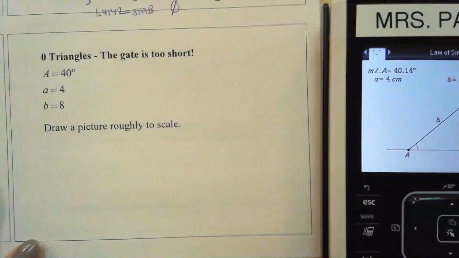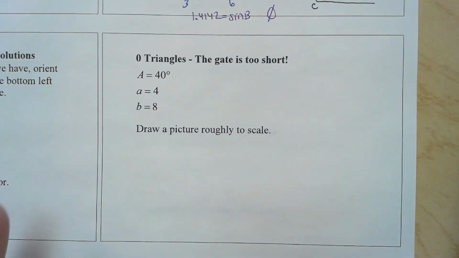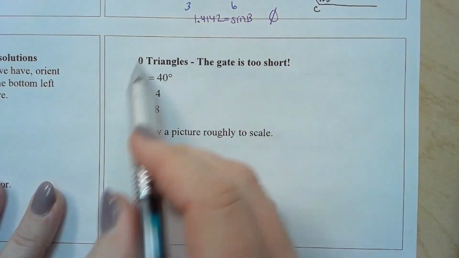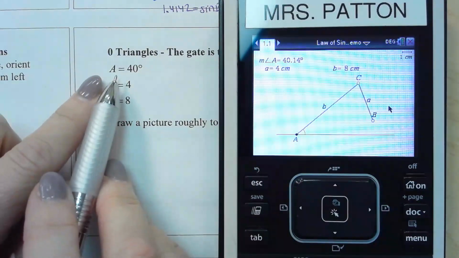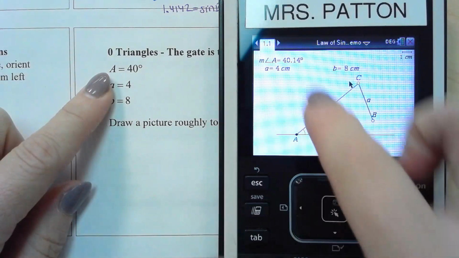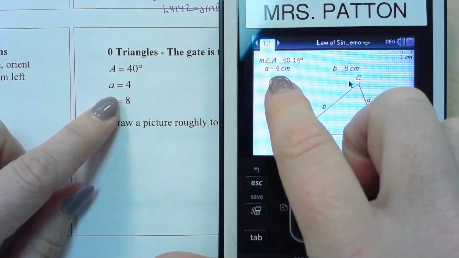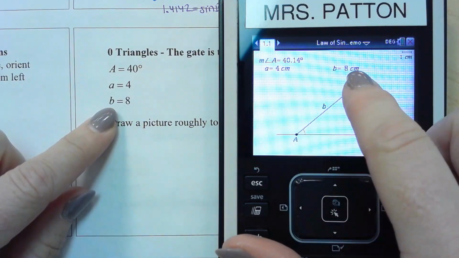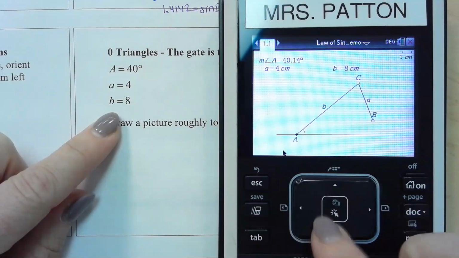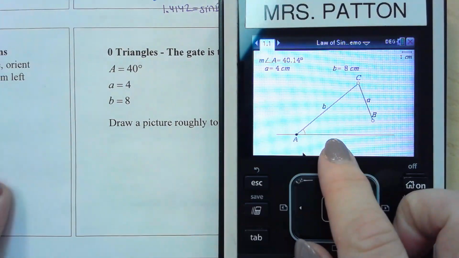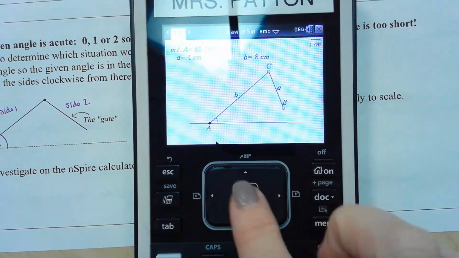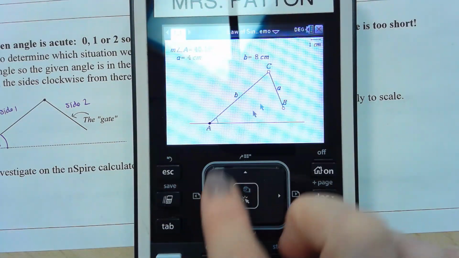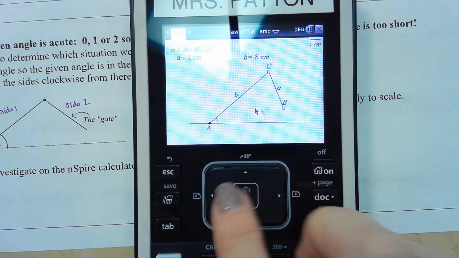So case number 1. When I write the gate is too short, it's going to create 0 triangles for us. So I'm going to pull this calculator over and I'm going to take these numbers here. So I want angle A to be 40, and you know what, that's close enough. I want side A to be 4, and I want side B to be 8. And so you notice it's the exact same picture that's on our previous slide, right? And I'm calling this side the gate because what I'm about to do is create a triangle, right? But right now I don't have a closed figure.